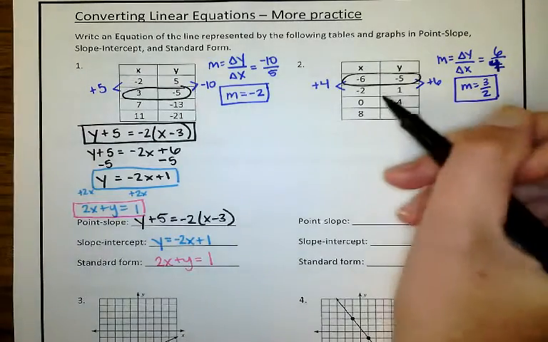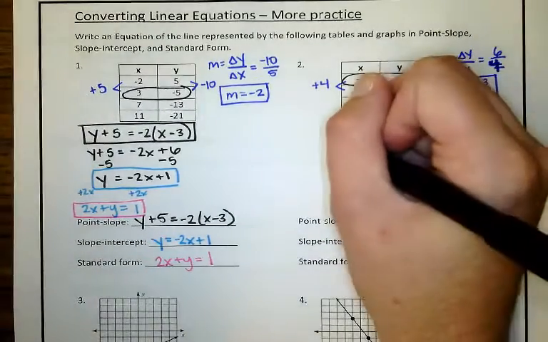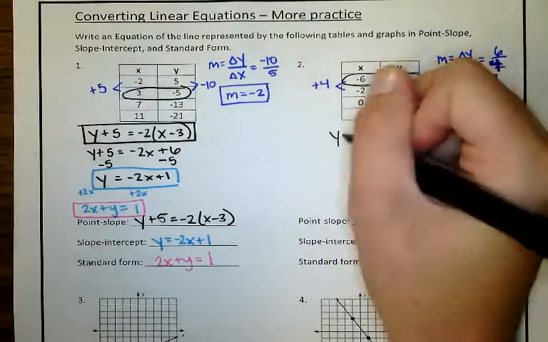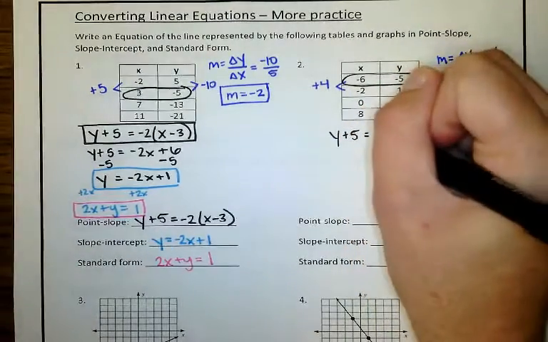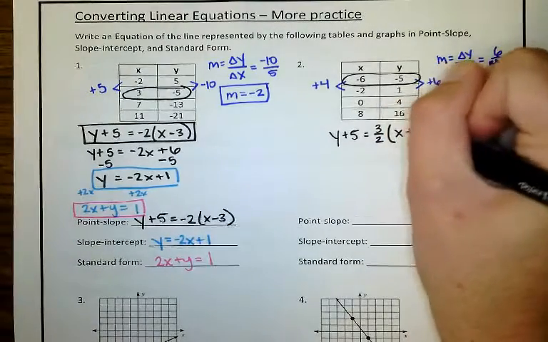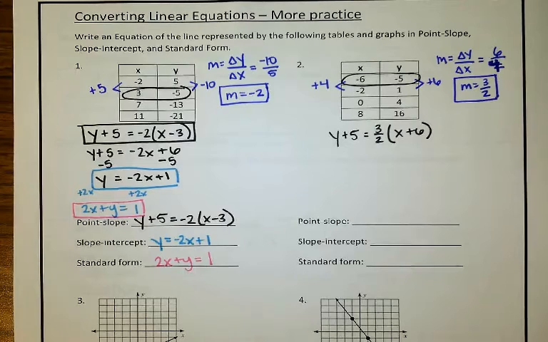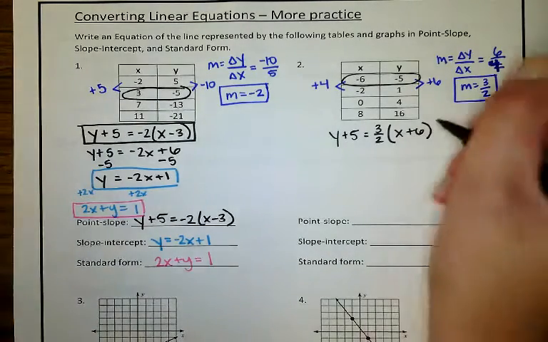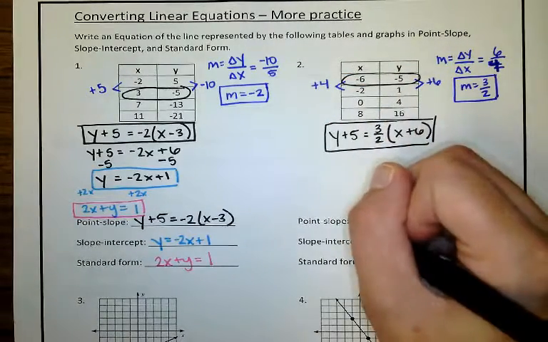So we would say, okay, y plus 5 is equal to m, which is 3/2 (x plus 6). If we picked -2 and 1, it would have been y minus 1 equals 3/2 (x plus 2), right? So this is my point slope form. Now, before I go, well, yeah, we'll go ahead and convert it now.